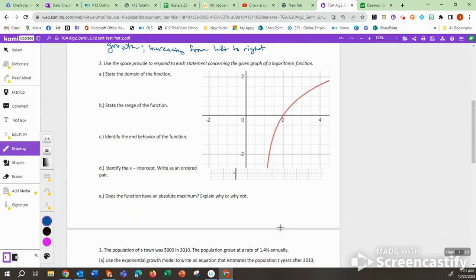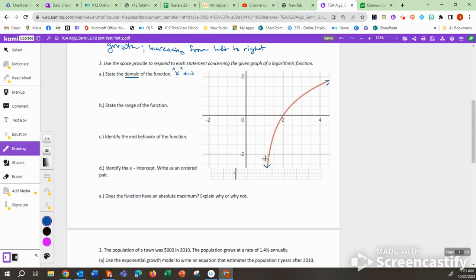All right, number 2 says use the space provided to respond to each statement concerning the given graph of the log function. Again, 2A is asking us for the domain. That means the x values. That's how far the graph is going left and right. So again, the graph fills the viewing window, so we're going to put arrows on it.